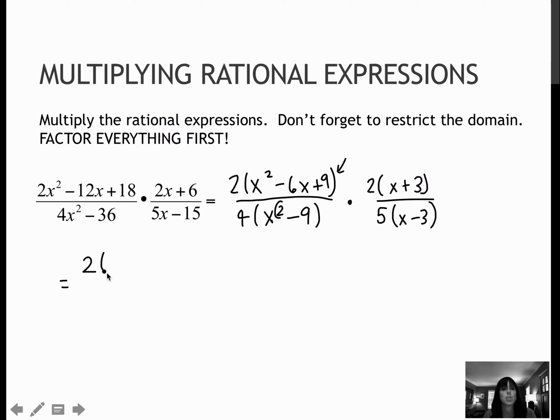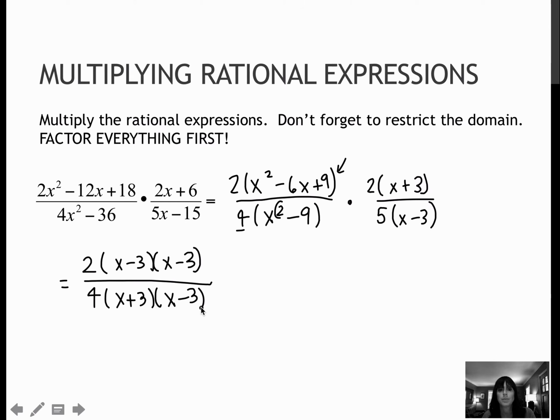So I'm going to leave my 2 on the outside. This one turns into x minus 3, x minus 3. Again, leave my 4 on the outside. This one turns into x plus 3, x minus 3. That's that difference of squares pattern. I'm going to rewrite these two because I've already factored those completely, and then the fun begins because I get to start reducing things.